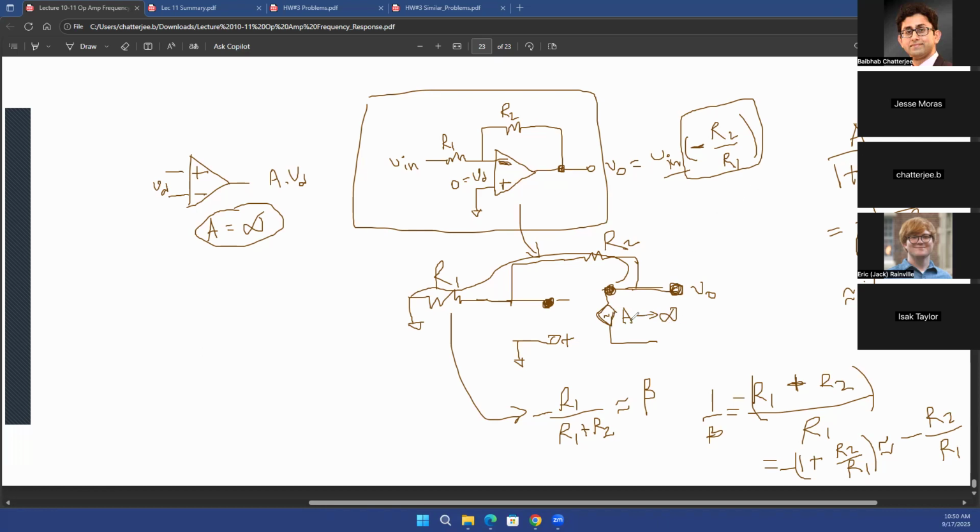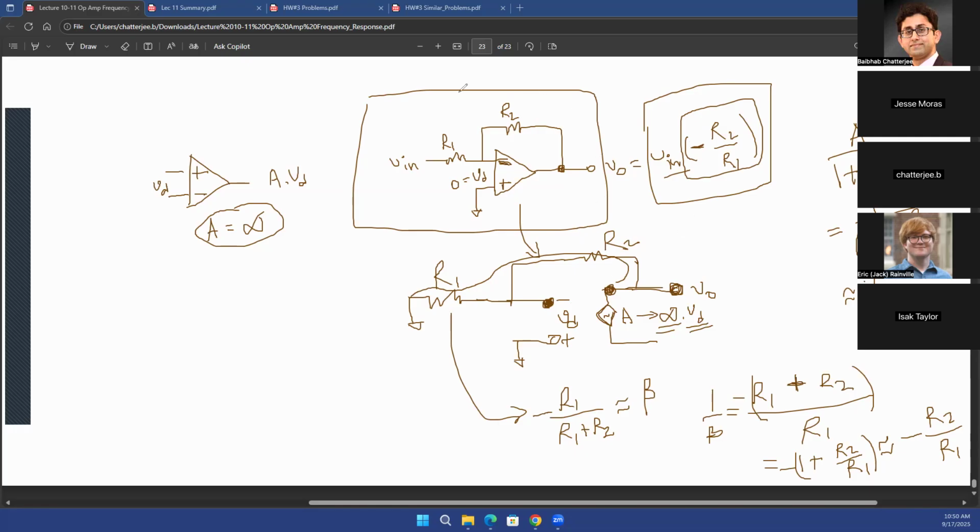And if A times VD, which is VD over here, the difference of the voltages at the input side, if A times VD is the output voltage, then you basically have infinite times VD equal to your V out. Your V out is a finite quantity, but that finite quantity is an infinite gain multiplied with VD, the differential voltage at the input side.